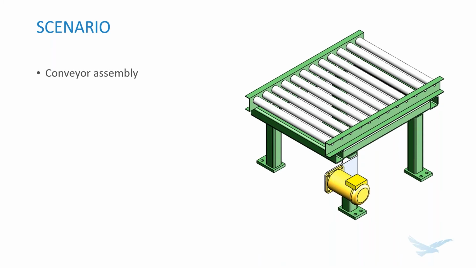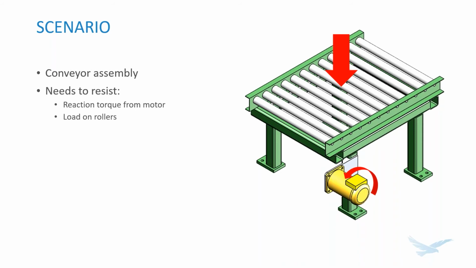So this scenario we've devised is a conveyor assembly. We're designing this conveyor assembly. It's powered by a motor shown in yellow, and it needs to resist loads on the rollers and a reaction torque at the motor from it running, and it's fixed at its 4 feet.